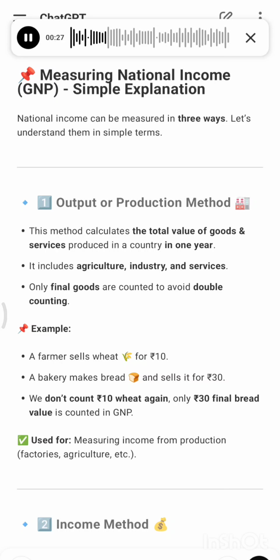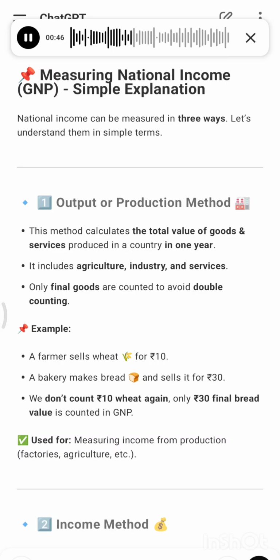Example, a farmer sells wheat for 10. A bakery makes bread and sells it for 30. We don't count the 10 wheat again, only the 30 final bread value is counted in GNP, used for measuring income from production, factories, agriculture, etc.